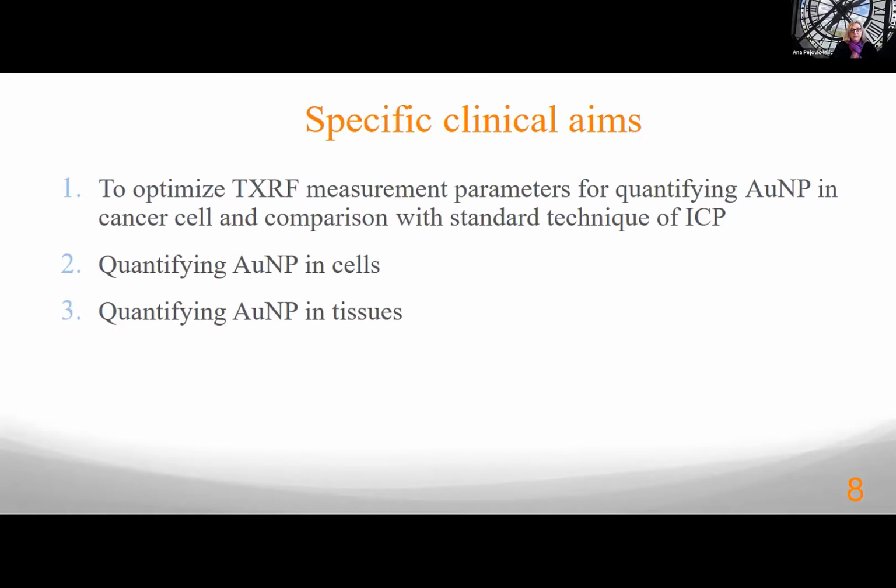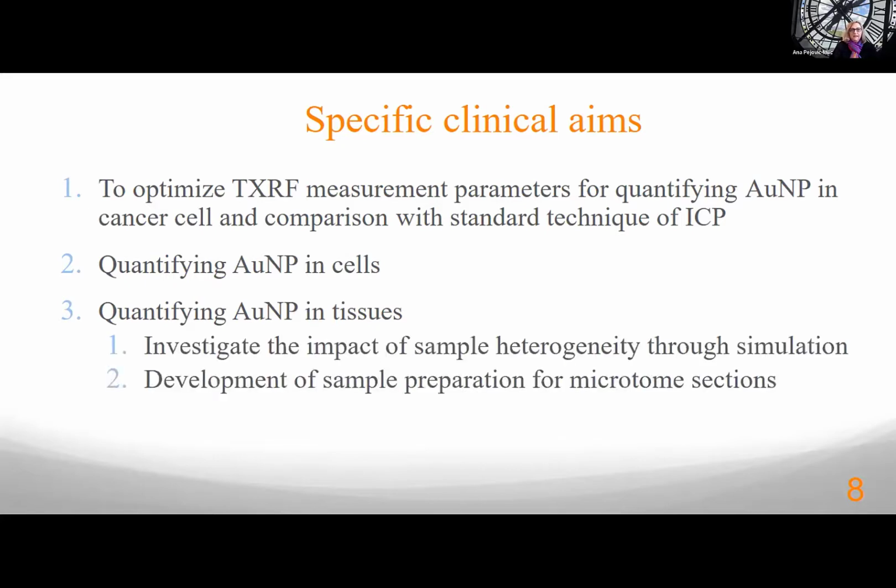Then we extended the developed method to measure gold nanoparticles in tissues to be able to support in vivo animal and, in the next stage, human studies. In that case, I will focus on investigating the sample heterogeneity, which is present in the tissues embedded with the gold nanoparticles. And we developed a method for measuring gold nanoparticles in histological microtome sections, based on the clinical need for such measurement.